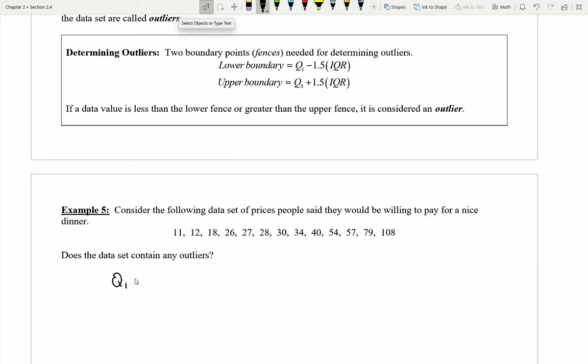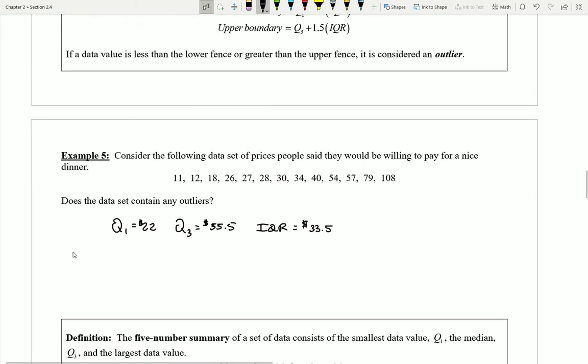So I have Q1 was equal to 22. Notice that's dollars. Q3 was equal to $55.5, and that would make my IQR, which is the difference of those, $33.5. Okay, so now I can start to compute my lower boundary and my upper boundary. So let's see, lower boundary.